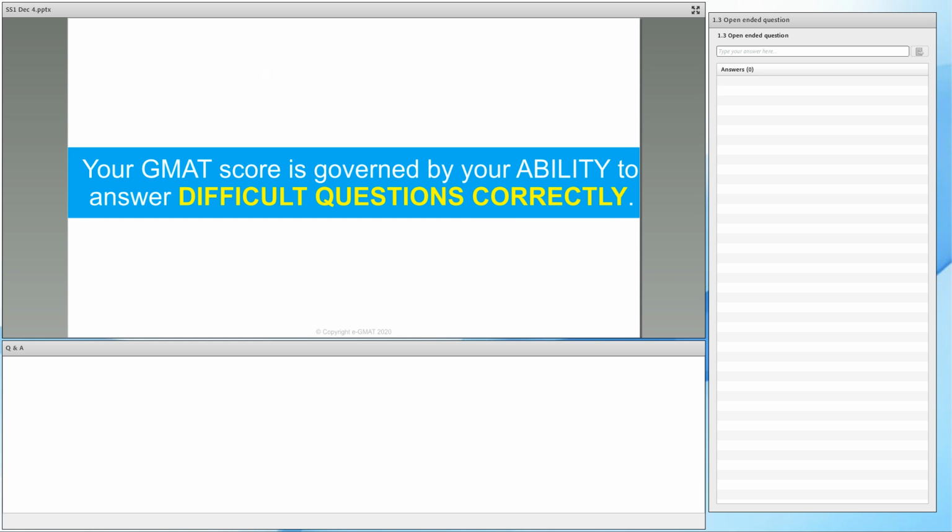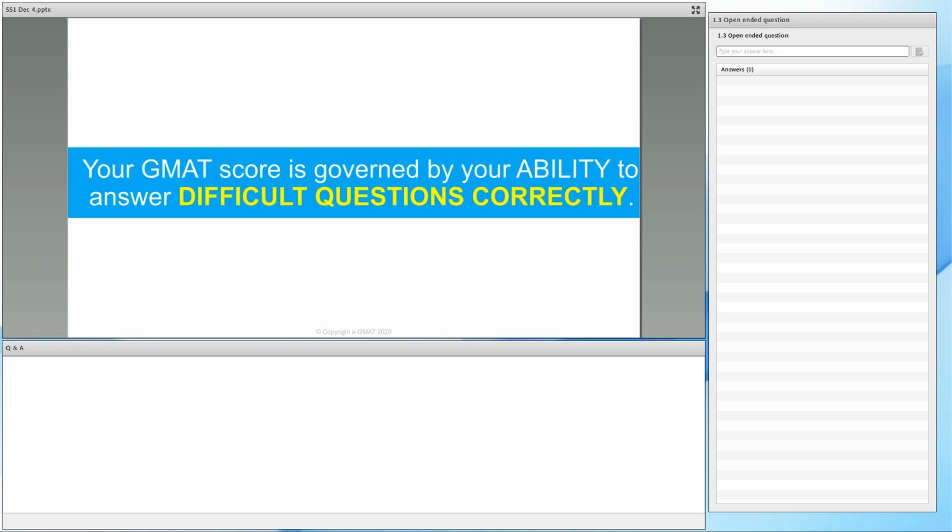So again, the takeaway is your GMAT score is governed by your ability to answer difficult questions correctly. Don't start worrying about timing when you're studying for the GMAT. Don't start worrying about which questions to select. Start worrying about what is my ability, which ability scores do I need to build, and start worrying about tracking as you're studying: am I building that ability?